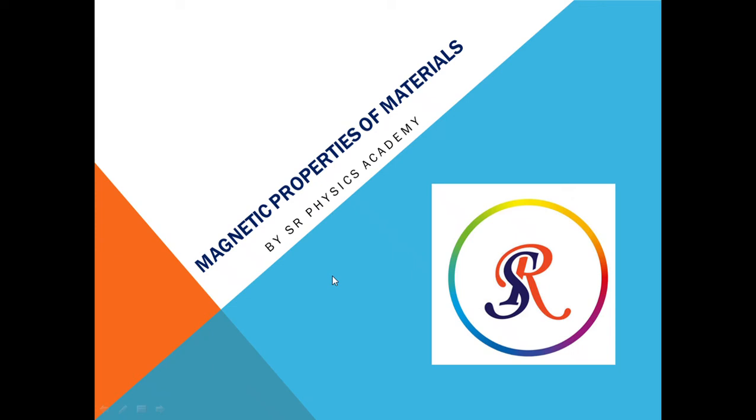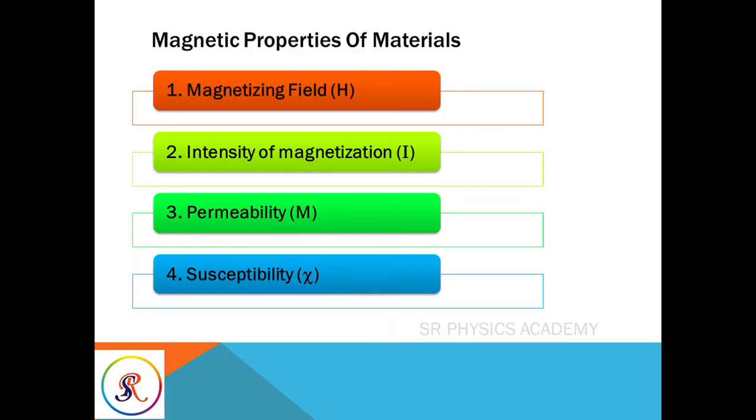Today we are going to discuss magnetic properties of materials. Magnetic properties of a substance can be studied by defining certain parameters, mainly four factors. Number 1, magnetizing field, intensity of magnetization, permeability and susceptibility.